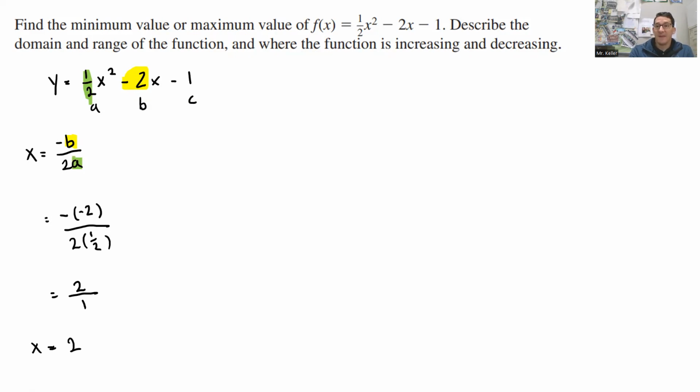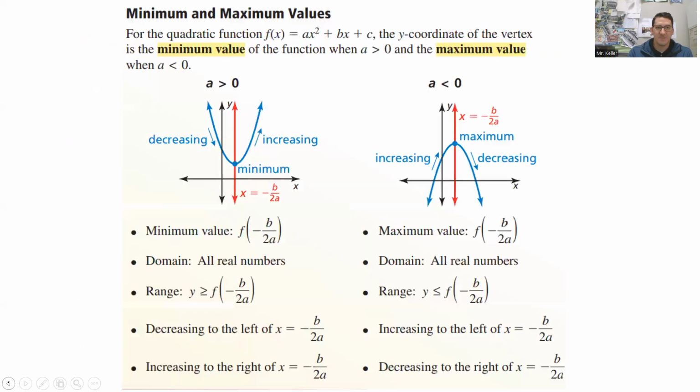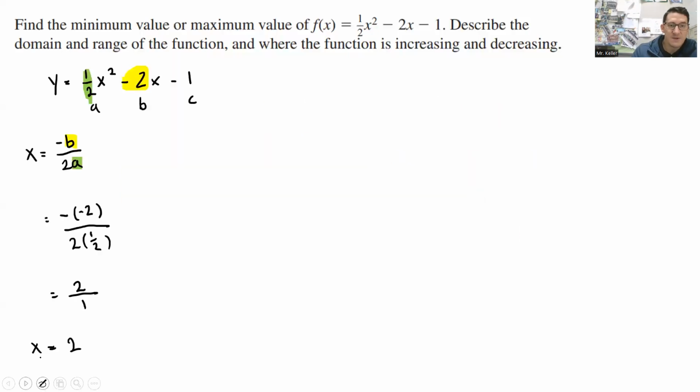So this is going to be a minimum value. What we want to look at is our general equation. Let me go back a slide. Our general equation, it's going to open up when this first a value is positive. So that means it opens up, and the vertex here is going to be a minimum. If the a value is negative, that means it opens going down. So this is a minimum value.